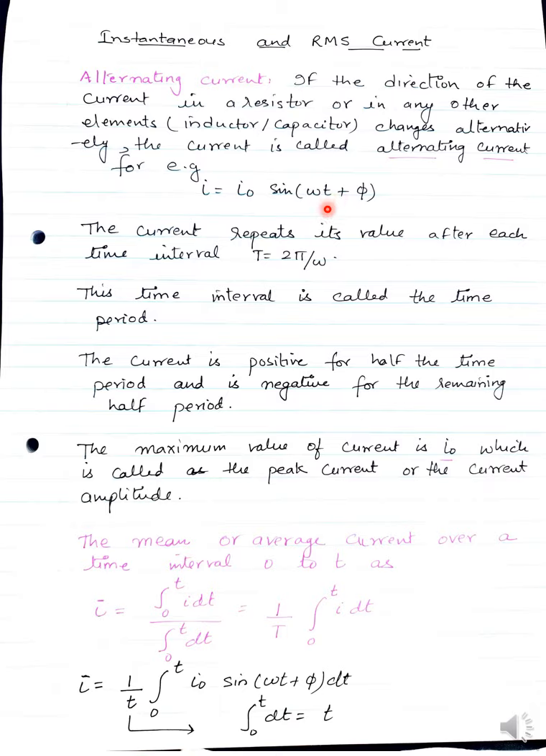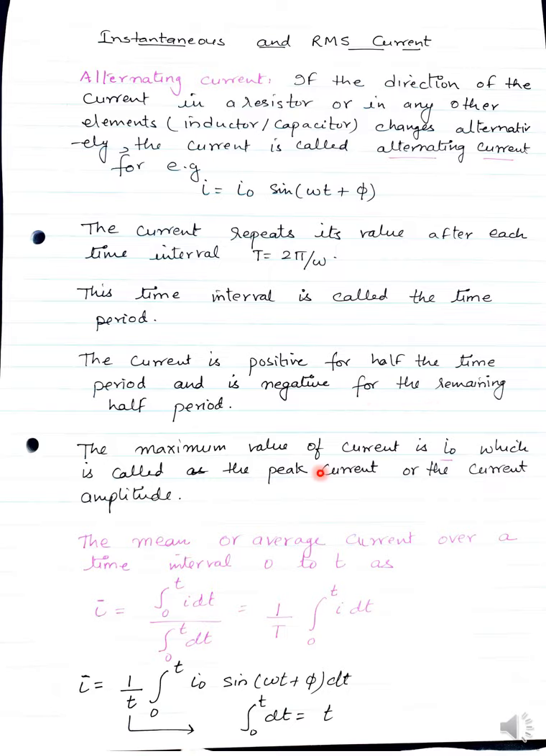For example, I equals I naught sine omega t plus phi, where omega is the angular frequency and t is the time instant where we are looking at the signal. So it's basically a sine wave like this. For one half cycle it is positive, another half cycle it is negative, and at every time instant it is changing. So the current repeats its value after each time interval equal to the time period, and T is equal to 2 pi divided by omega. This interval is called the time period.